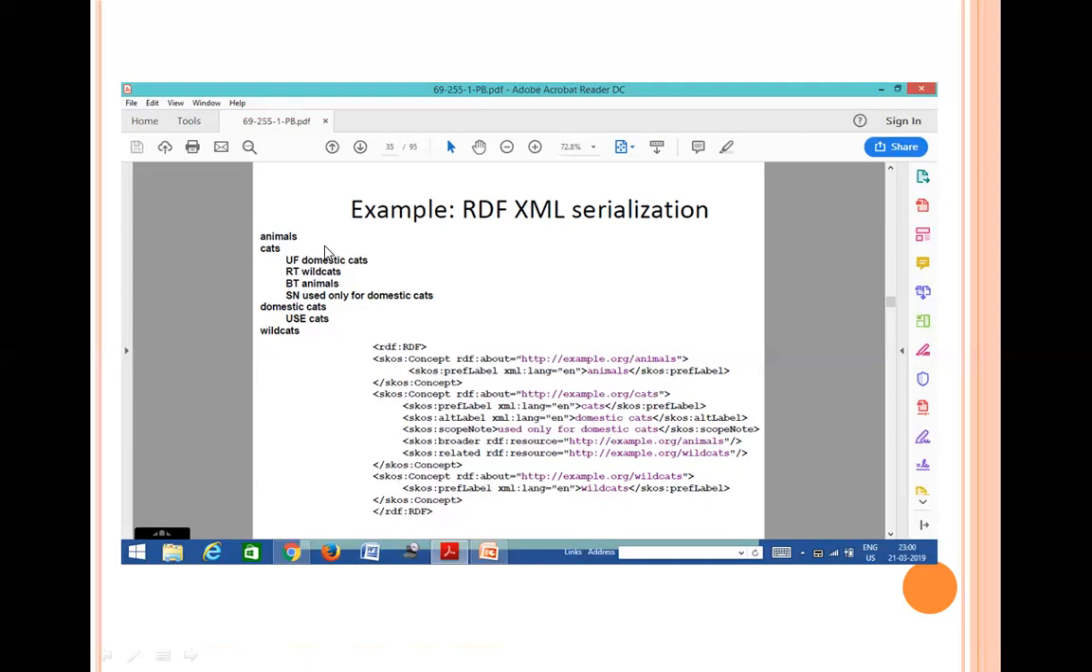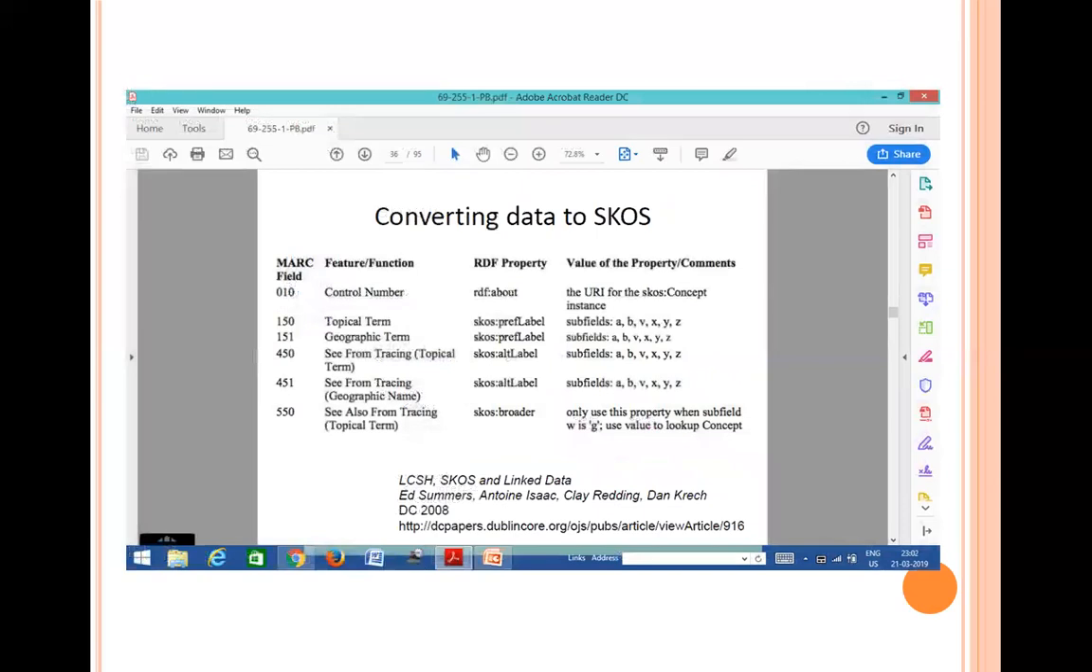So the entire thesaurus is converted into RDF in SKOS schema. Fine. Here, how were they converted, even the MARC format, into SKOS? Okay, SKOS. See, 010 control number.